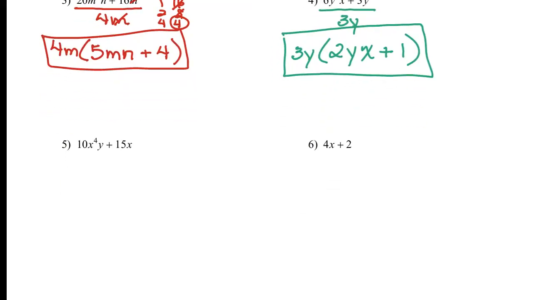All right, let's go to the next two. 10 x to the fourth y plus 15x. Ooh, I could say someone wearing black. That'd be almost everybody in here. Everybody's wearing black. Wait, almost. What is my greatest common factor between 10x to the fourth y and 15x? EJ, what do you think?